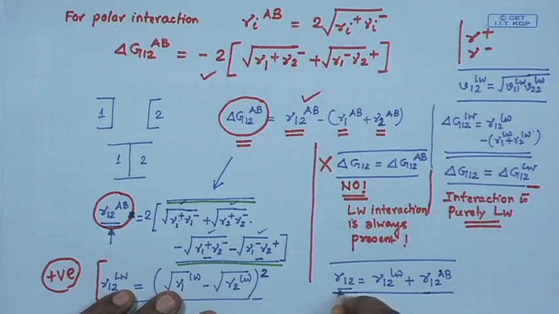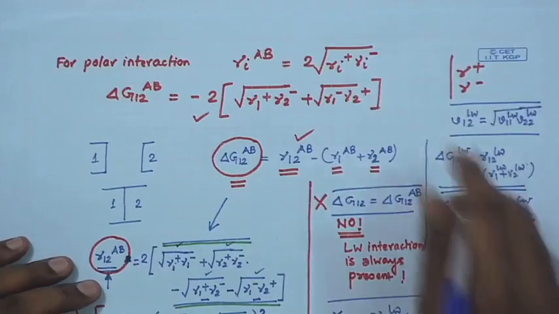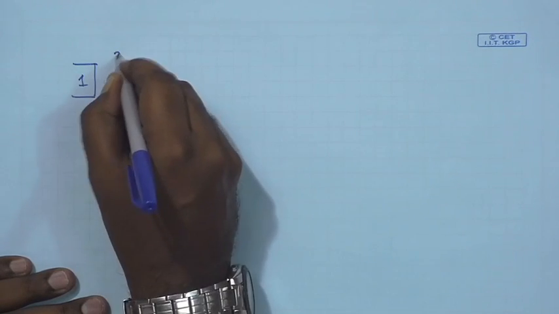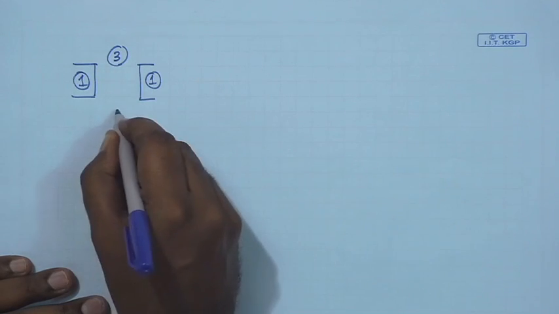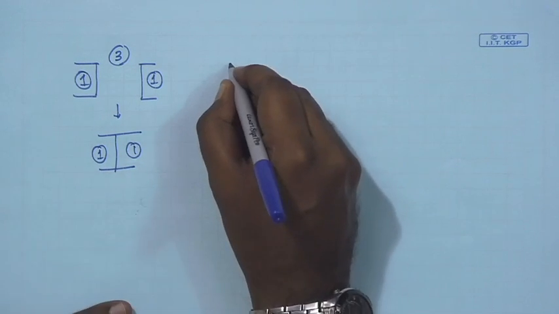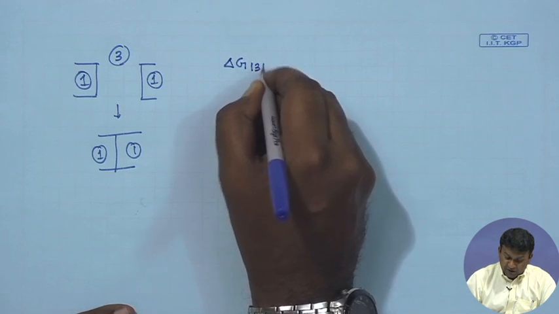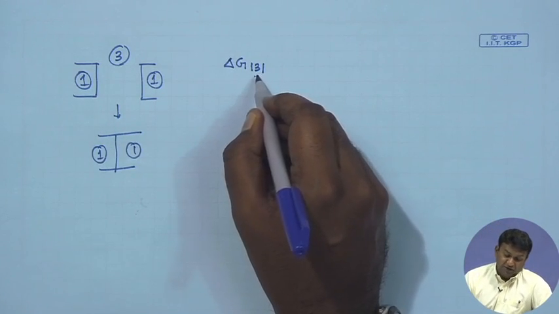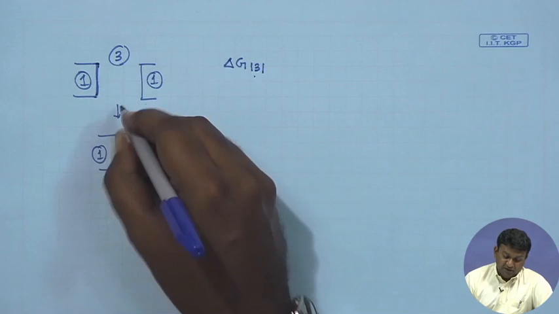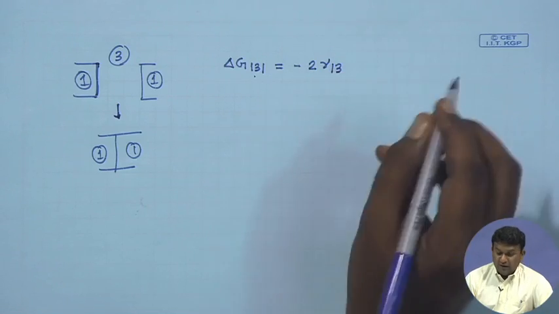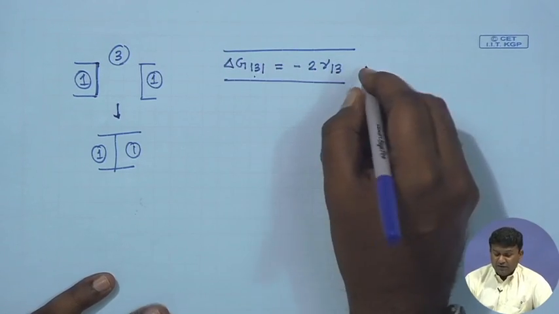Why a negative value of gamma 12 AB is going to be important for us is simply we relook into the problem of two colloidal particles of same material 1 trying to come in contact within a liquid medium 3, because the change in the free energy, or we can write it as delta G 131, which is two objects of 1 coming initially, they are dispersed in liquid 3 and then they are coming in contact, and you can find it out, the expression, you can do it yourself, the expression turns out to be minus 2 gamma 13.